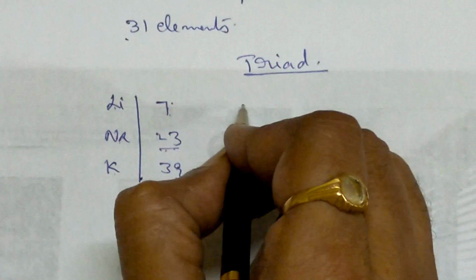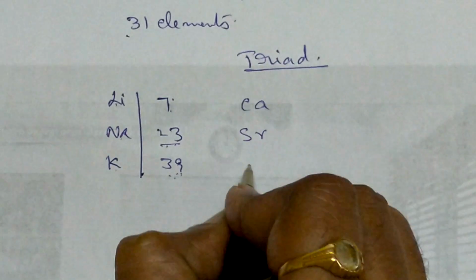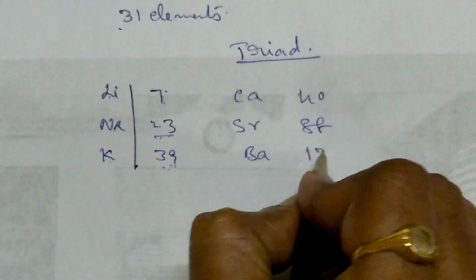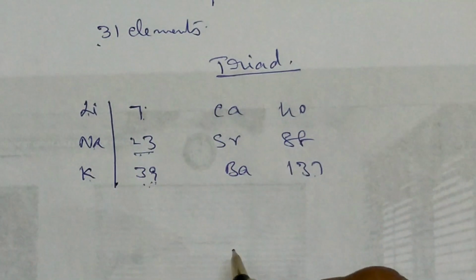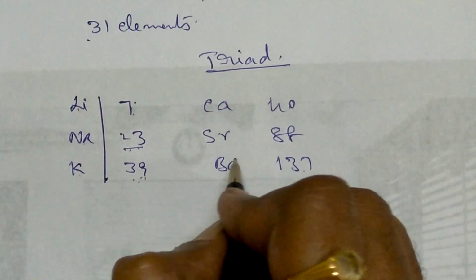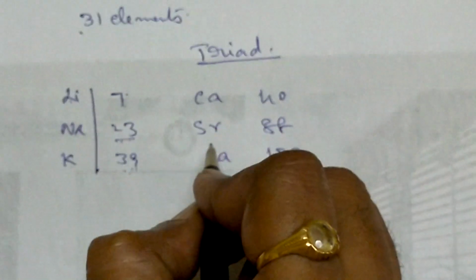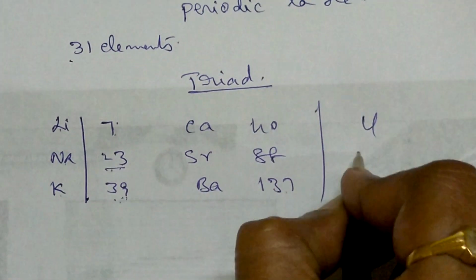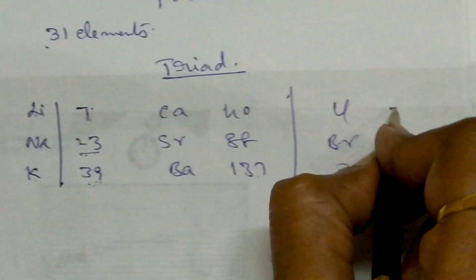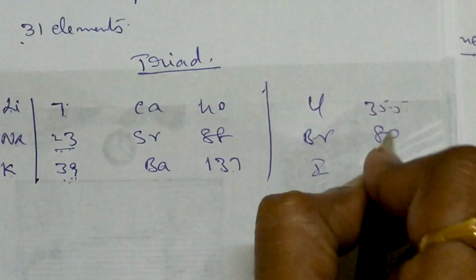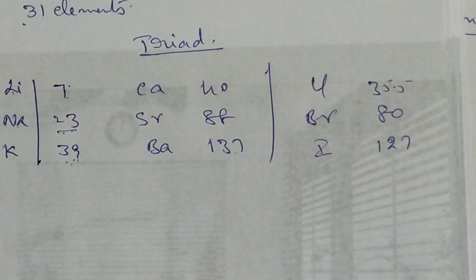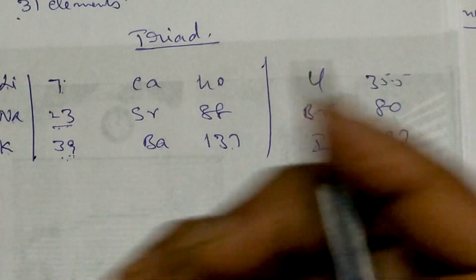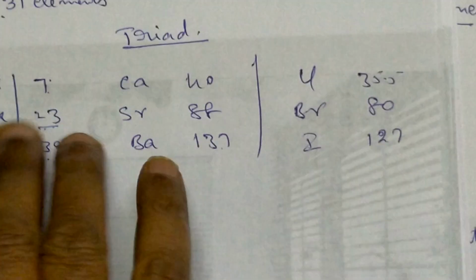One more triad is calcium, strontium, barium: 40, 88 and 137. 137 plus 40 is 177, divided by 2 is around 88. So he made one more triad of calcium, strontium, barium. And the third triad he made is chlorine, bromine, iodine. Chlorine is 35.5, bromine is 80 and iodine 127. 127 plus 35.5 is 162, divided by 2 is around 80. So he made these 3 triads.